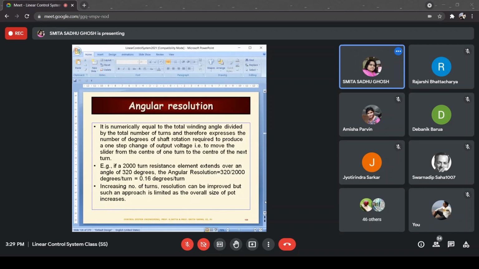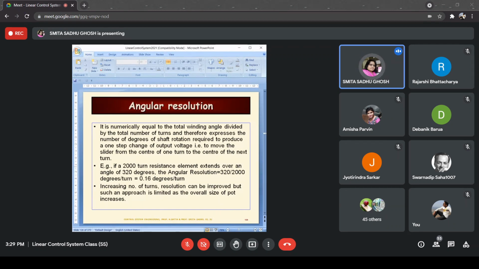There is another type of resolution which is often defined. It is known as the angular resolution, numerically equal to the total winding angle divided by the total number of turns, and therefore expresses the number of degrees of shaft rotation required to produce a one-step change of the output voltage. That is, to move the slider from the center of one turn to the center of the next turn. What we are saying is that the angular resolution is numerically equal to the total winding angle divided by the number of turns.